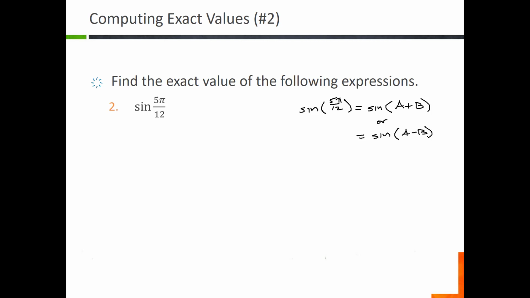So the trick here is figuring out how to go about doing that. So let's just do some simple algebra here, if you think fractions are simple. So how could you break apart 5 pi over 12 as a sum?